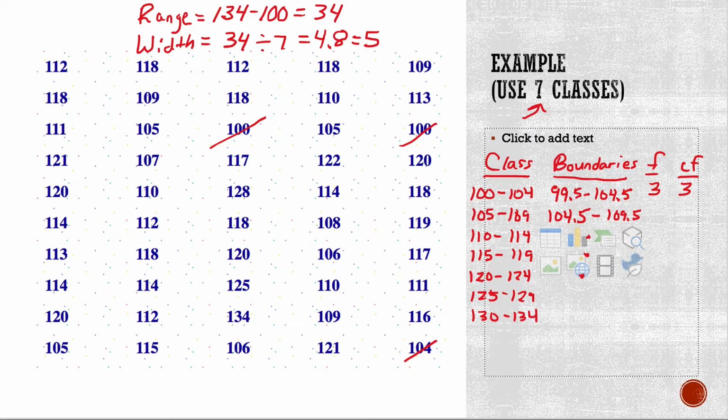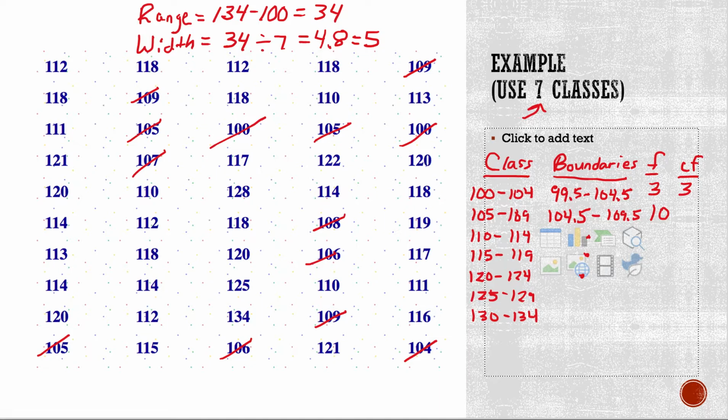All right, so then I move to the next class, 105 to 109. I'm going to count those. There's 1, 2, 3, 4, 5, 6, 7, 8, 9, 10. So 10 values there. And then I would continue that all the way down that frequency column.